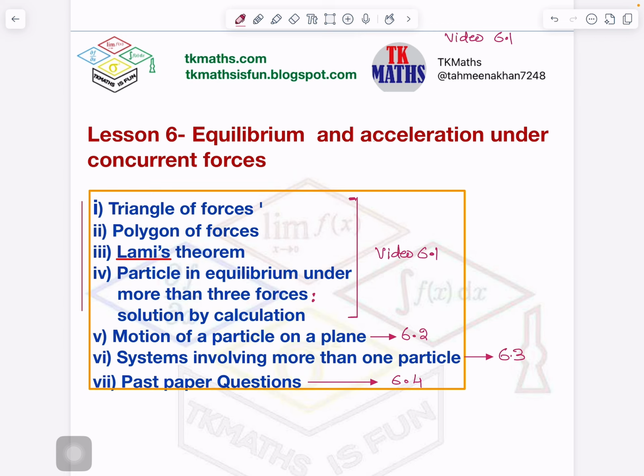In today's video, we will continue the lessons on M1. We have reached lesson 6, which is on equilibrium and acceleration under concurrent forces, and you know it is A-level mathematics. In the last lesson, which was lesson number 5, we covered resultant and component of forces.